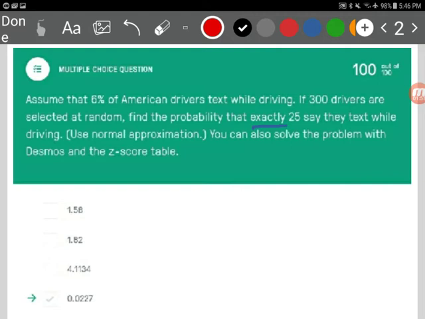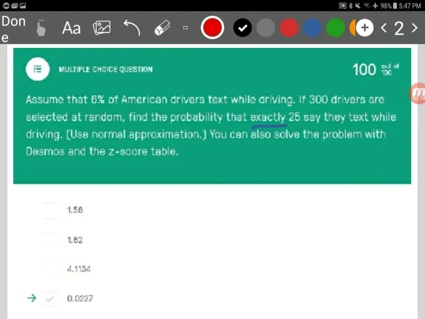I want to show you how to complete this problem using Desmos. As you can see, our answer to this question is 0.0227. This is the probability that exactly 25 text while driving.